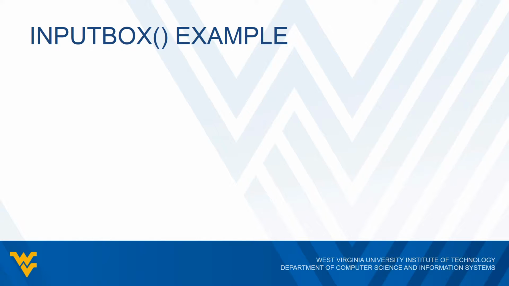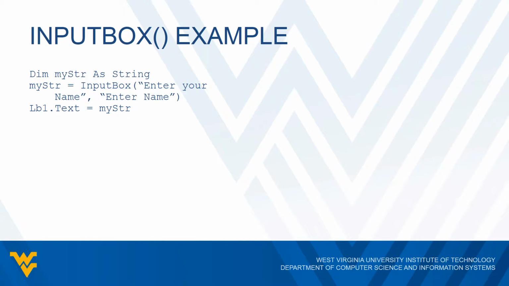Let's take a look at a simple example of the input box function. Here's some code where we have a string called myString, and then we have an input box where the prompt is "Enter your name", and then we give a title of "Enter Name". We're going to take that result, whatever the user types and clicks OK, store it in myString, and then store that in the text field for label LB1.